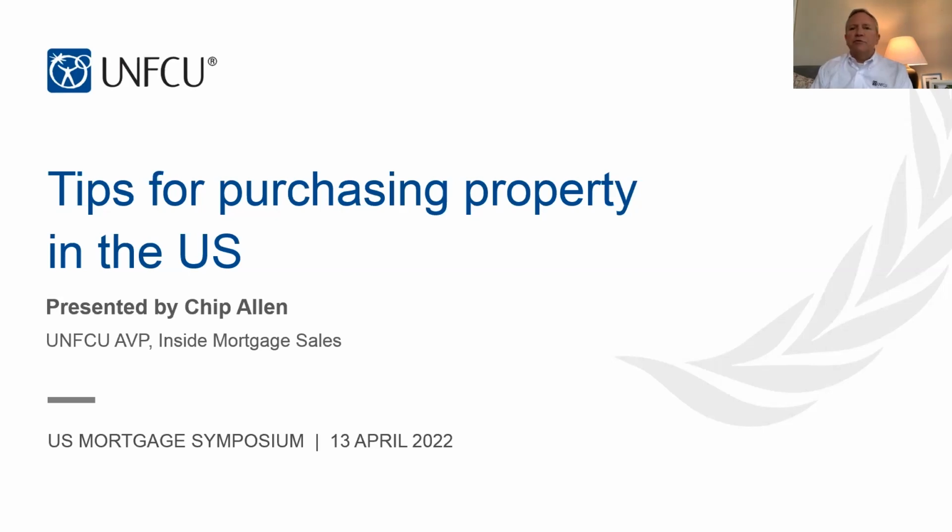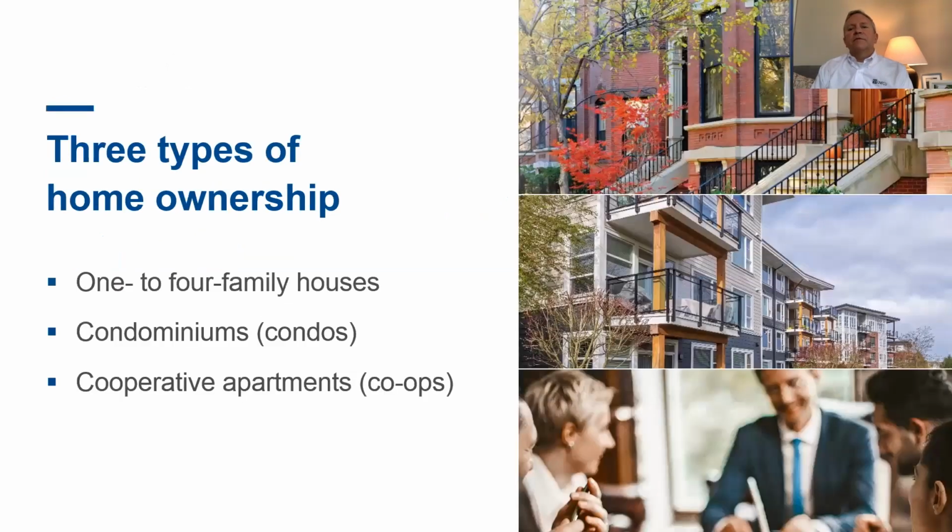Okay, so let's move on to our next slide. So we're going to touch on three different types of home ownership. We will review 1 to 4 family houses, condominiums, which are also called condos, and cooperative apartments or co-ops. Next slide, please.